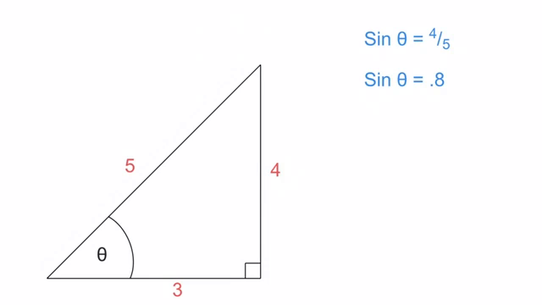So now comes the tricky part. We've got sine of theta is equal to 0.8, but we don't want that sine there. We want to get rid of that. We want just to figure out what the theta is, or what the angle is.